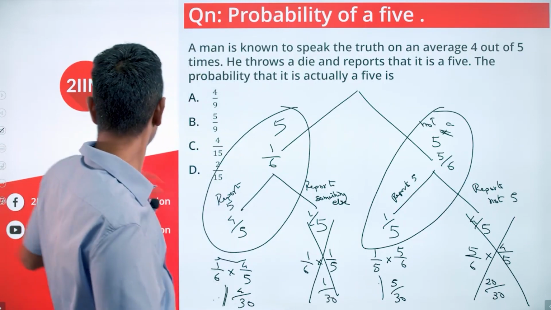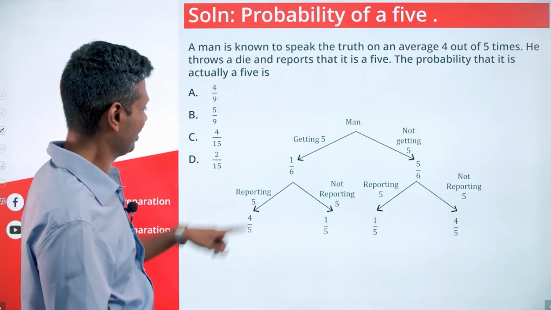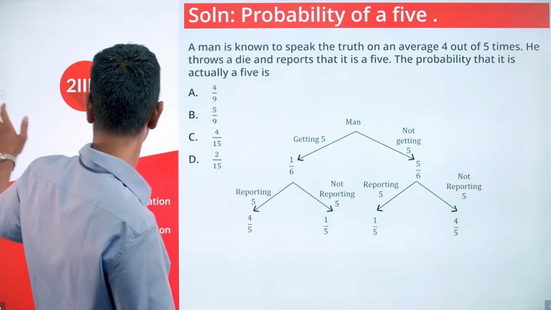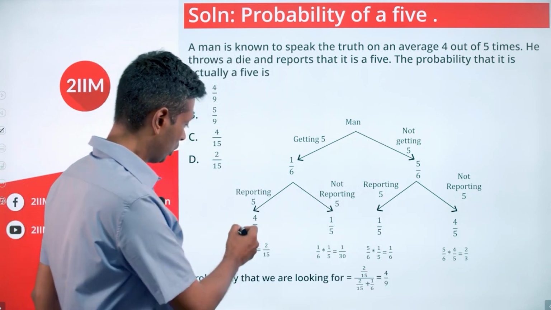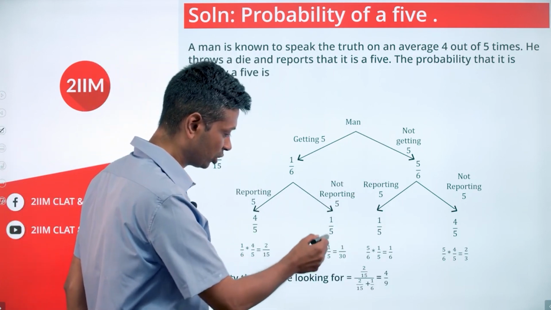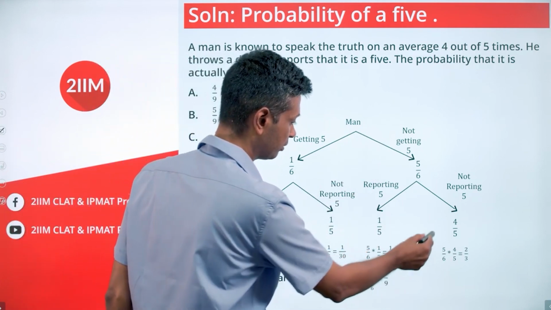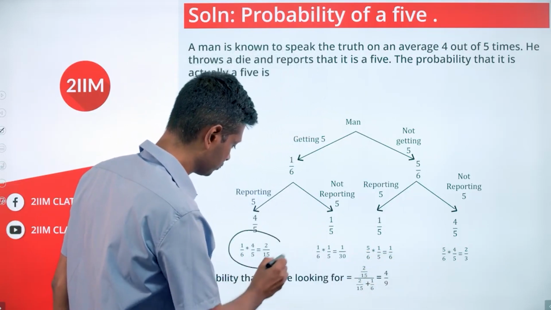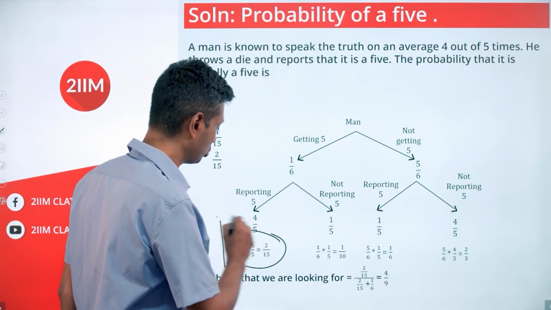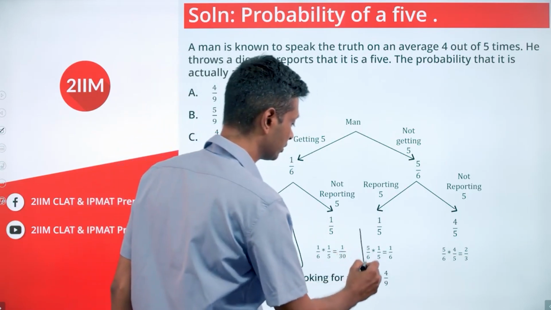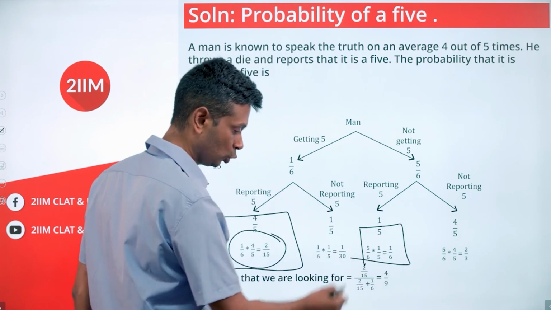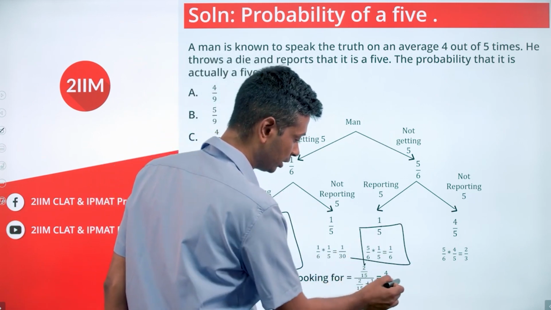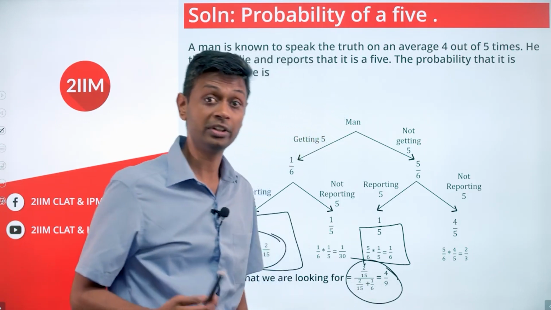You're done. I'm going to just do the numbers all over again. 1 by 6, 4 by 5, 1 by 5, 5 by 6, 1 by 5, 4 by 5. 1 by 6 into 4 by 5, 1 by 6 into 1 by 5, 5 by 6 into 1 by 5, 5 by 6 into 4 by 5. Probability: this 2 by 15 divided by this 2 by 15 plus this 1 by 6. 2 by 15 by 2 by 15 plus 1 by 6, or 4 by 30 by 9 by 30, 4 by 9. Beautiful, delightful question.